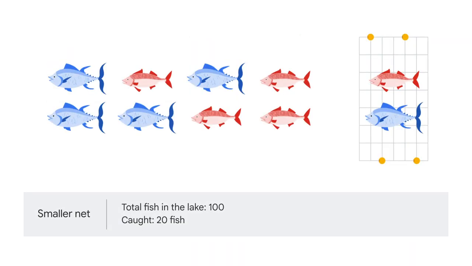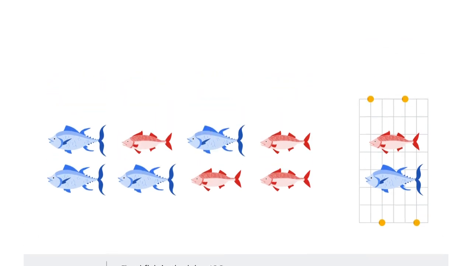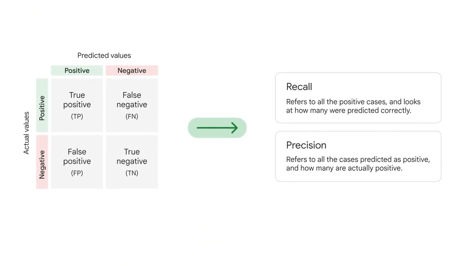Let's say you wanted to improve the precision, so you switched to a smaller net. This time you caught 20 fish and 0 rocks. The recall becomes 20%, 20 out of 100 fish collected, and the precision becomes 100%, 20 out of 20 total fish and rocks collected. Precision and recall are often a trade-off. Depending on your use case, you may need to optimize for one or the other.